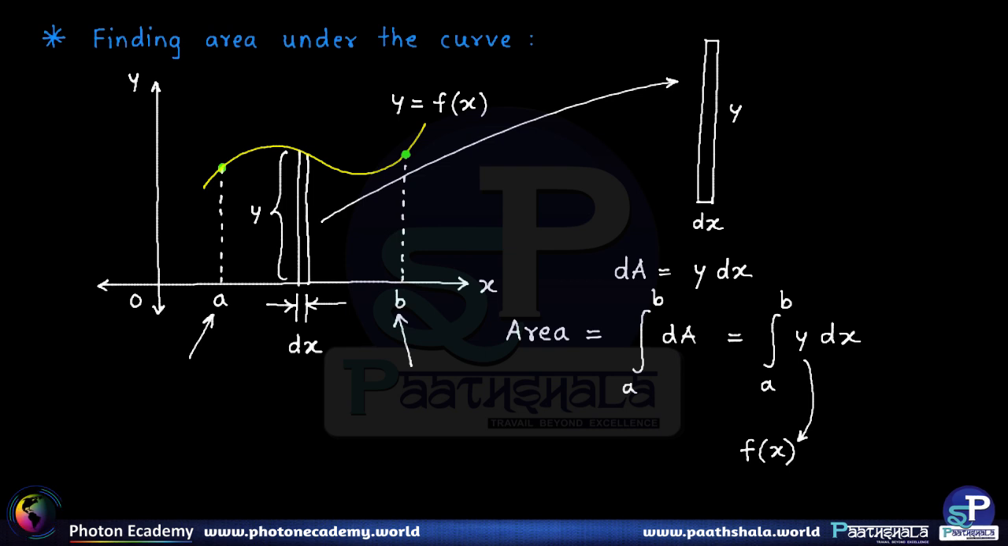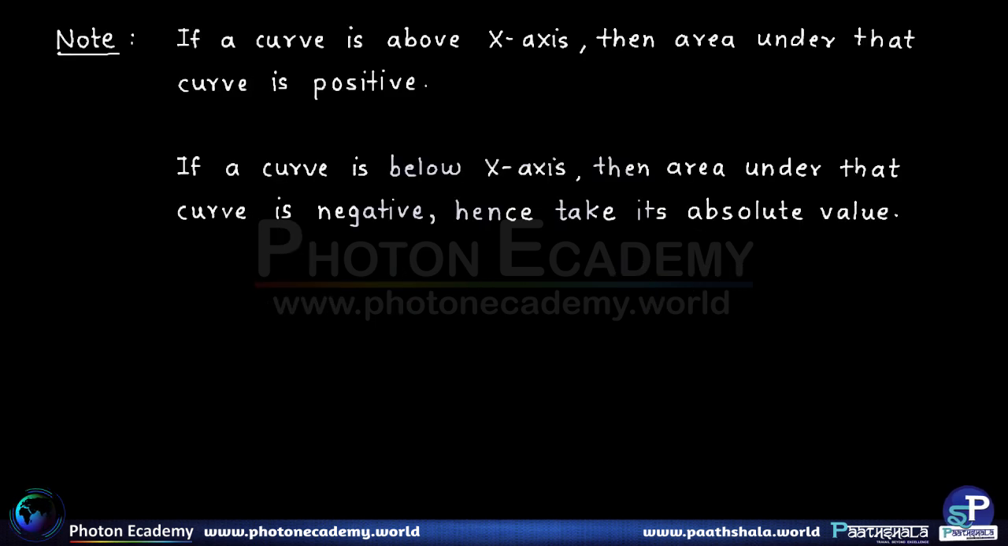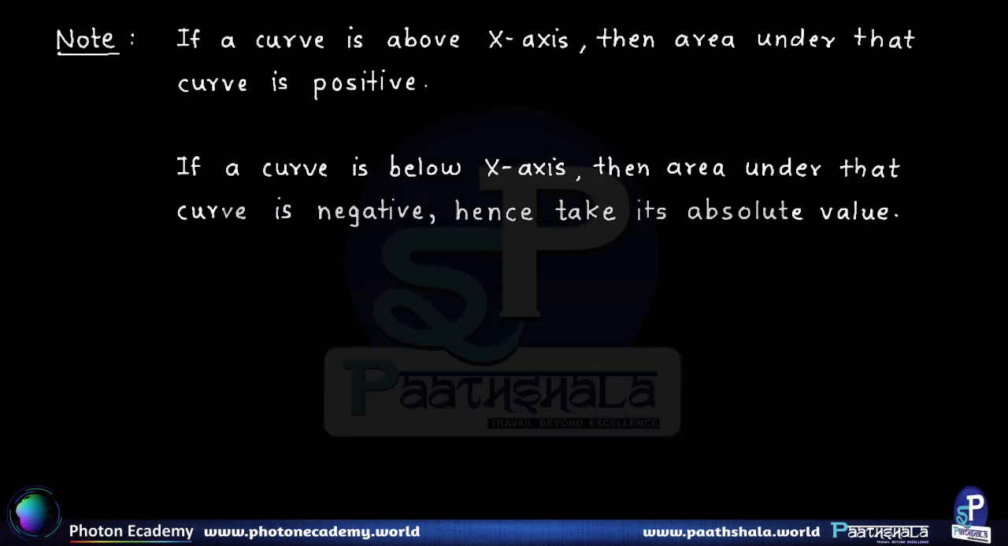Now let us see an important fact regarding the value of this particular area. On the next slide it is given as a note: if a curve is above the x-axis, then the area under that curve is positive. Numerically we will get that area as a positive number. But if a curve is below the x-axis, then the area under that curve will turn out to be a negative number. Therefore we have to take its absolute value, simply because area cannot be a negative number.